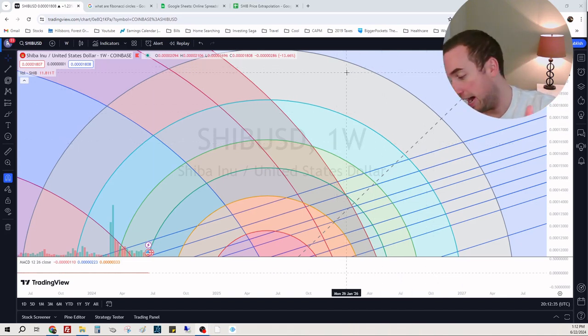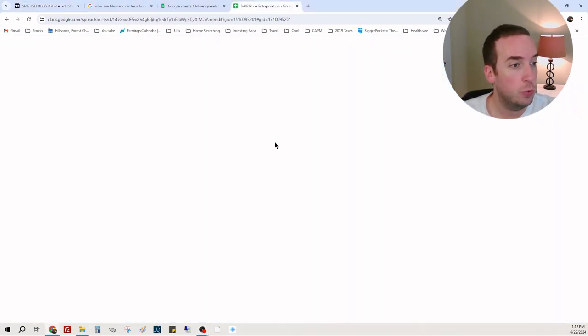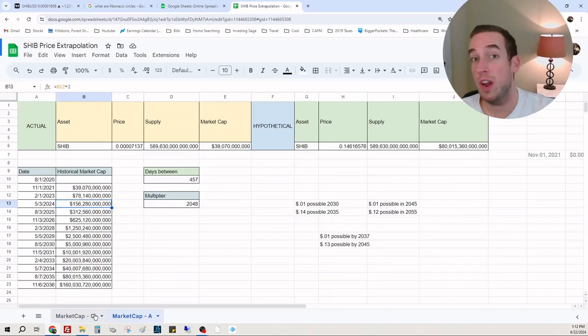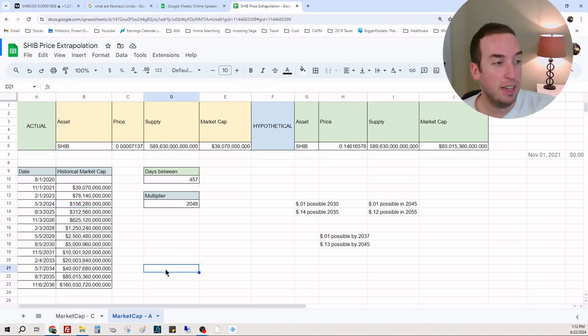That is our Fibonacci target. I have a conservative target of 3015. Now we're going to go to my extrapolation. I have a conservative and aggressive. We're not even going to entertain the aggressive part. This is basically going off of our all-time highs with SHIB.